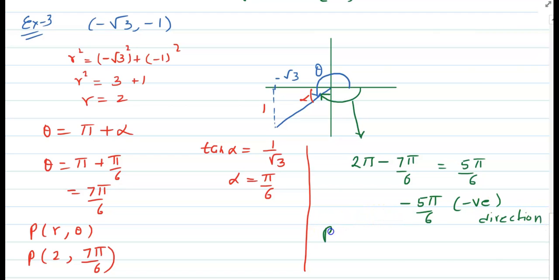Okay, so in this case, what will be the polar coordinates? r remains the same, that is 2, and theta will be minus 5 pi over 6. Okay, nice and easy. I hope now you know how to convert Cartesian coordinates into polar coordinates. This was our Cartesian coordinates x and y. We have converted into polar coordinates r and theta. So I hope things are clear now.